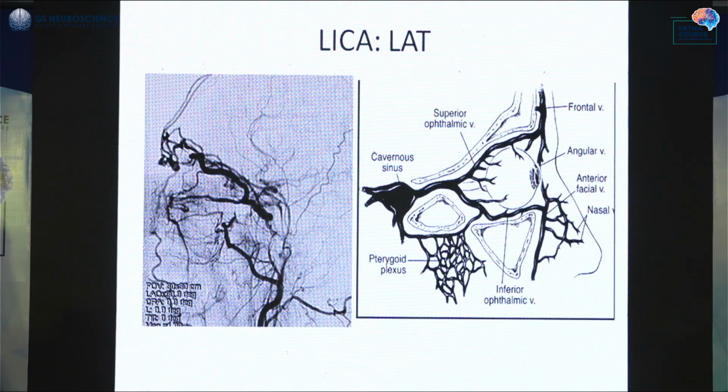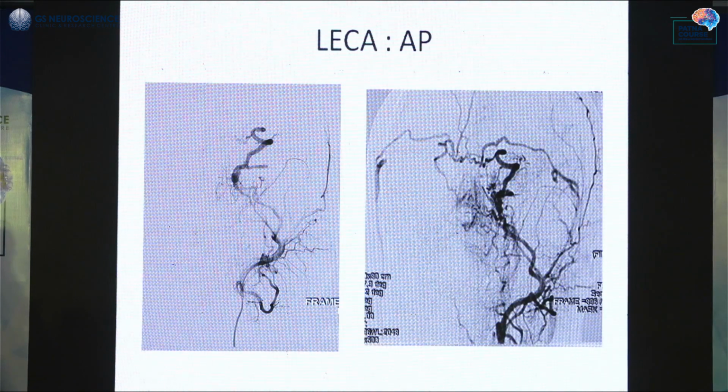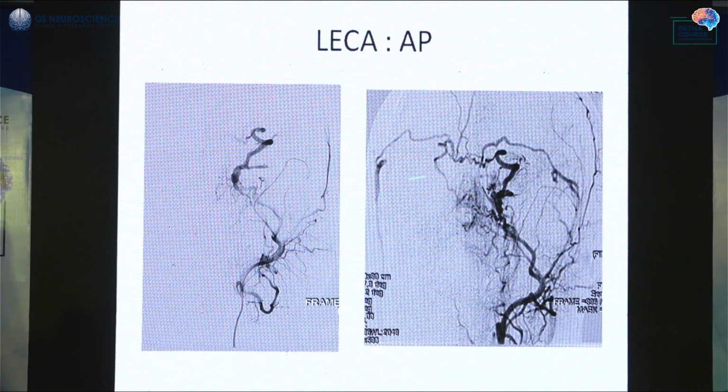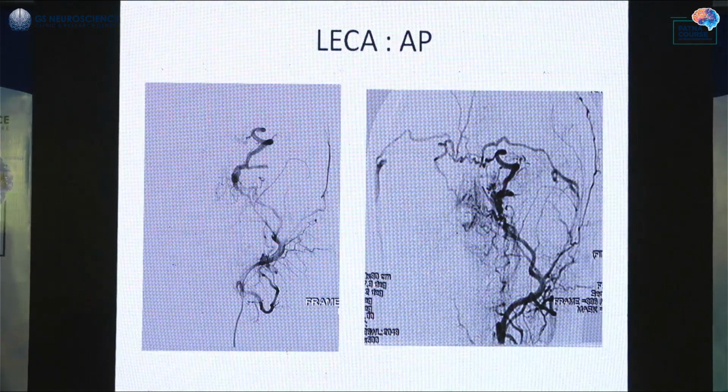There is a close view, and we can see this is the middle meningeal artery. There is a fistulous connection between the middle meningeal artery and the cavernous sinus. Superior ophthalmic vein, inferior ophthalmic vein, these are the angular veins, and these are the facial veins. This is the AP view, and we have a connection between the two veins from the right and left side also.